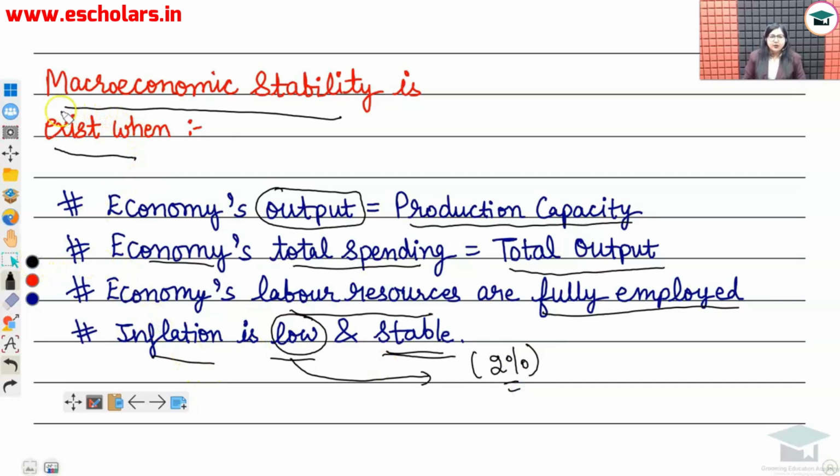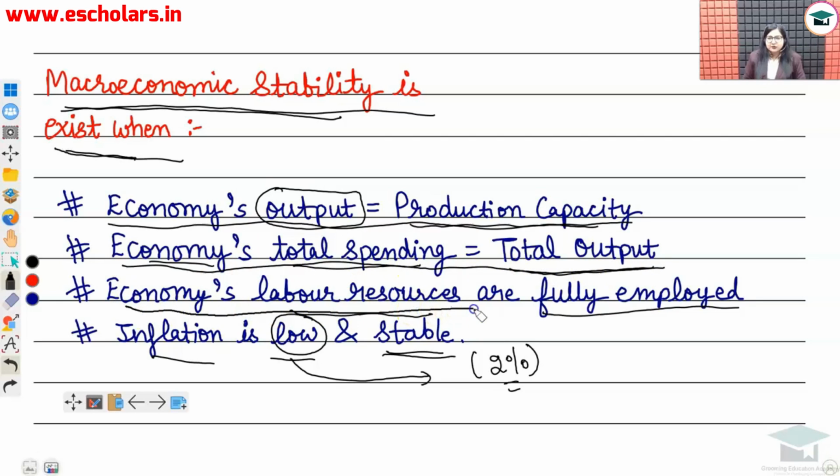So let's have a look. Macroeconomic stability exists when the economy's output is equal to production capacity. Next, the economy's total spending is equal to total output. Next, the economy's labor resources are fully employed. Next, inflation is low and stable.